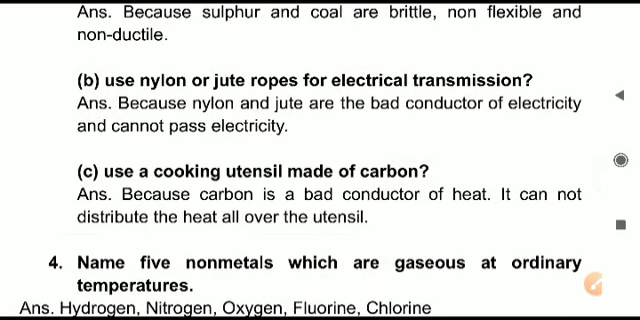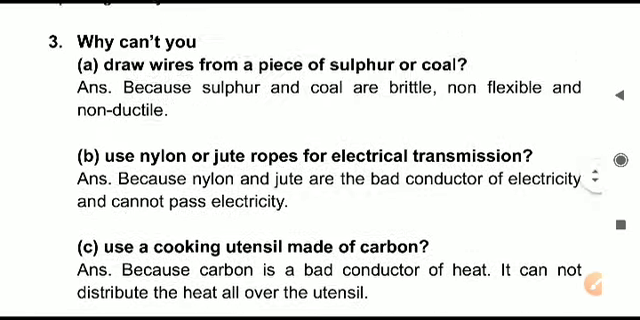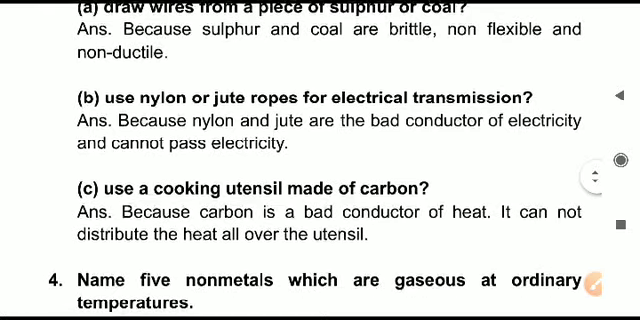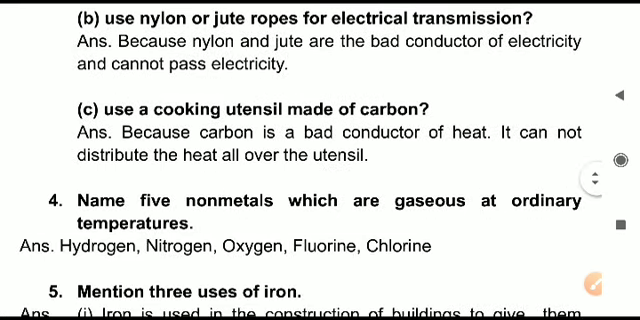And then the B part. Why can't you use nylon or jute ropes for electrical transmission? Answer is because nylon and jute are bad conductors of electricity and cannot pass electricity. Here also, nylon and jute ropes, if we make them, will be made of non-metal. Nylon and jute both are non-metals, and non-metals are bad conductors of electricity. They cannot conduct electricity, therefore they are not used in electrical transmission.